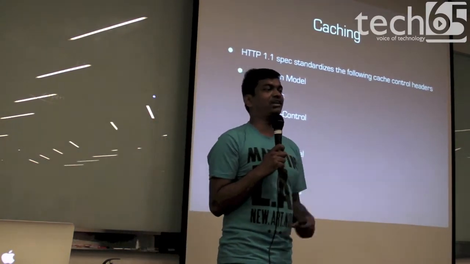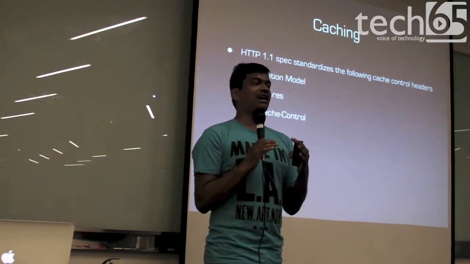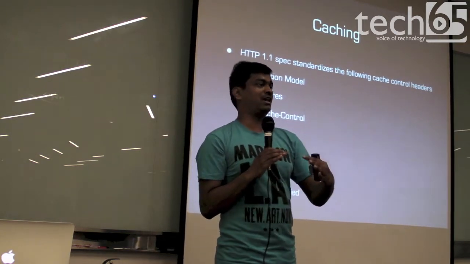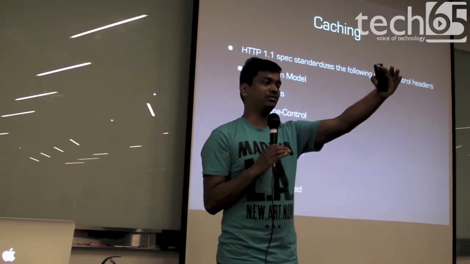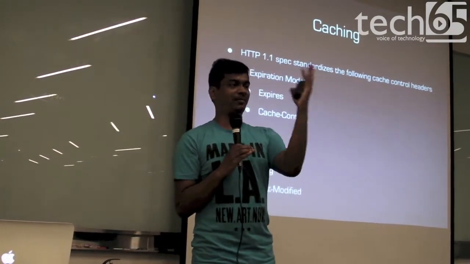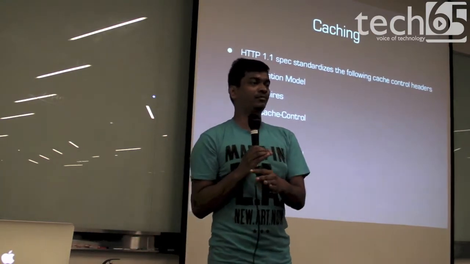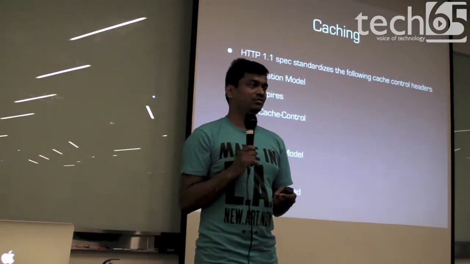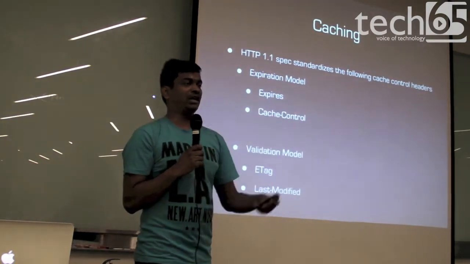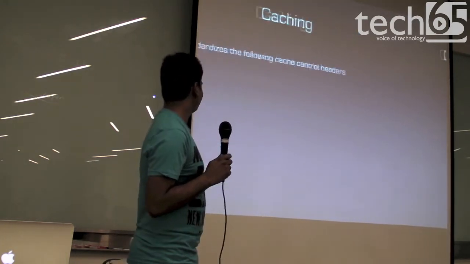The other model is validation model. Validation model is like the client asks, hey, I have this version of, I have a picture as on 28th February. Do you have any update after that? The server sends an update if it has, or if it does not have an update, it sends a 304 not modified. Right? And if there is an update, you delete your cached file, re-download it, recache it, resave it.